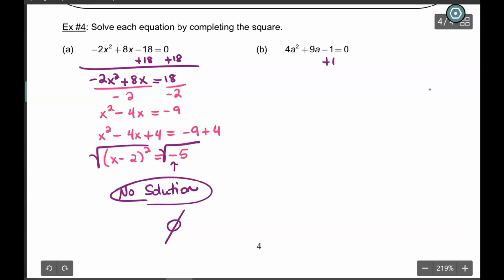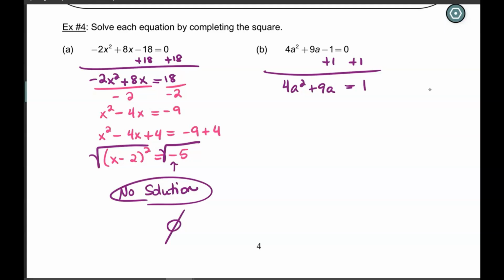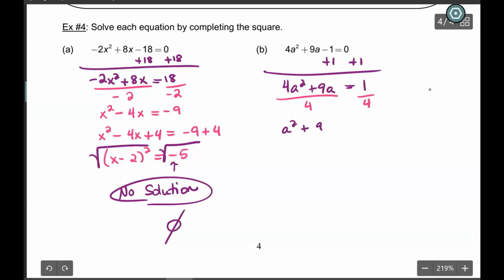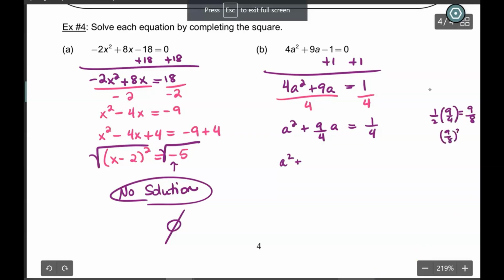Okay, last example. We add 1 to both sides. So we have 4a squared plus 9a equals 1. 4 is the coefficient of the squared term, so that's what I'm going to divide everything by. So I get a squared plus 9 over 4 a equals 1 over 4. Next, I want to complete the square. So I want to take half of 9/4, so that's 9/8. I want to square that, so that's going to be 81 over 64. That's what I'm going to add to both sides.